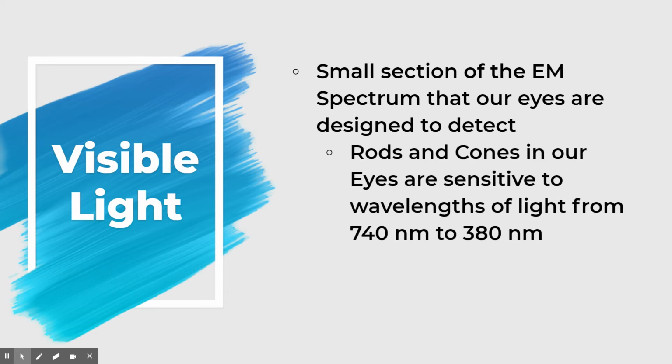So the rods and cones in our eyes are sensitive to wavelengths of light between 740 nanometers to 380 nanometers. That ranges from red all the way down to violet light. And nm there stands for nanometers, which is 10 to the negative 7th meters. It's a very, very small wavelength.